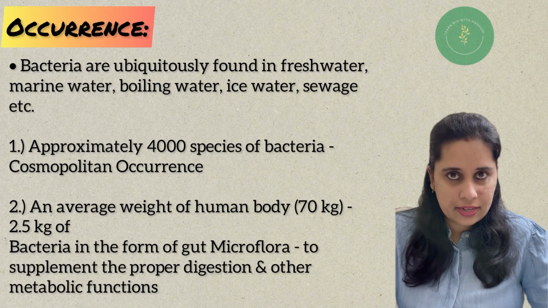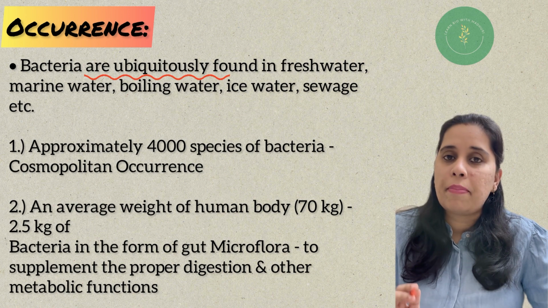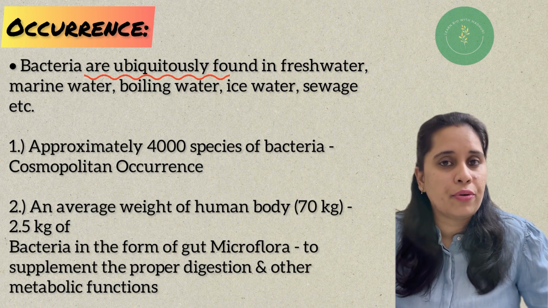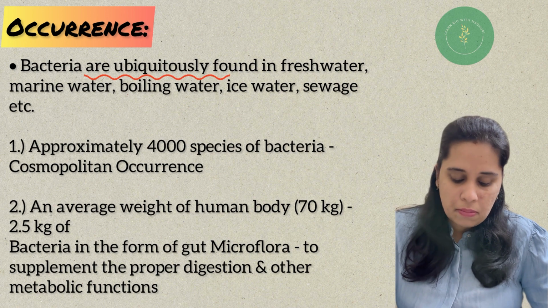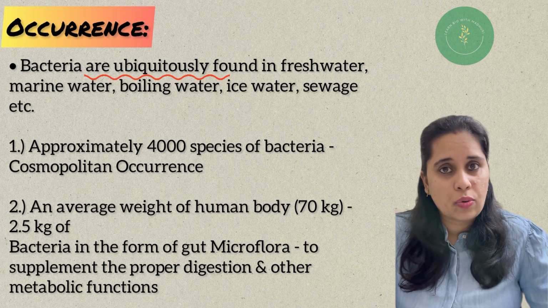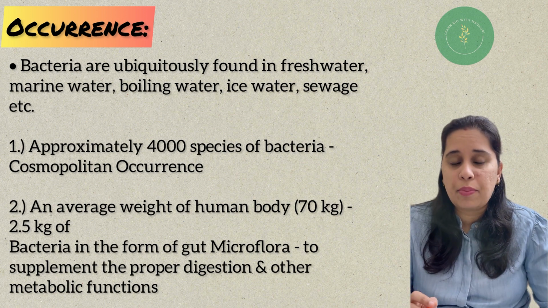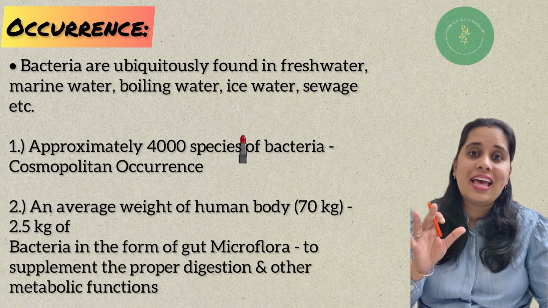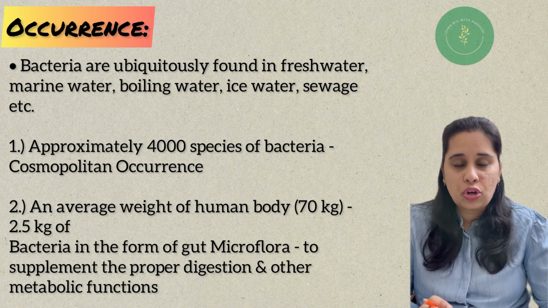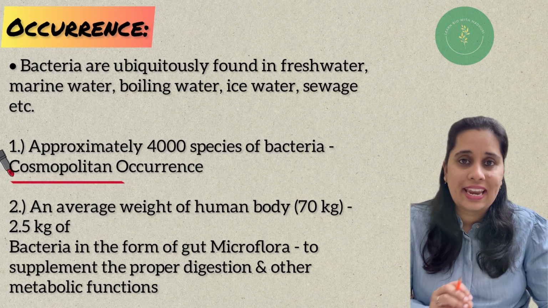Occurrence of the eubacteria. Eubacteria are found almost everywhere. Bacteria are ubiquitously found in fresh water, marine water, boiling water, ice water, sewage, etc. My dear students, there are approximately 4,000 species of bacteria in the world. So it is cosmopolitan, which means it can be found anywhere.